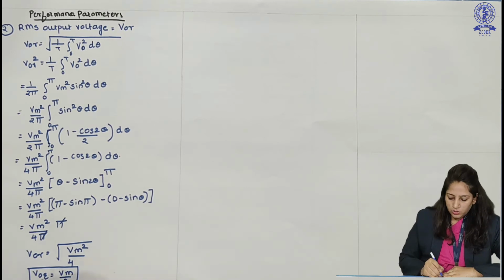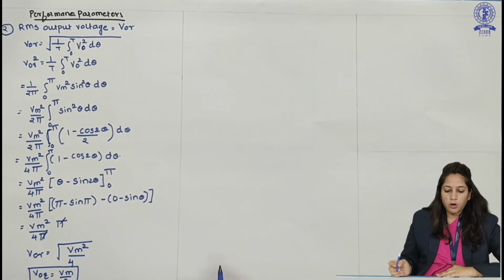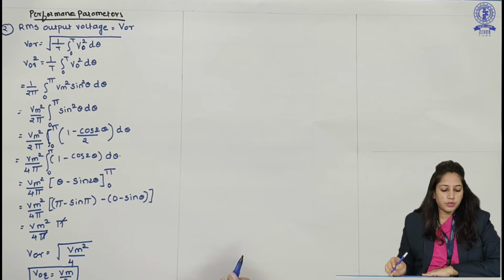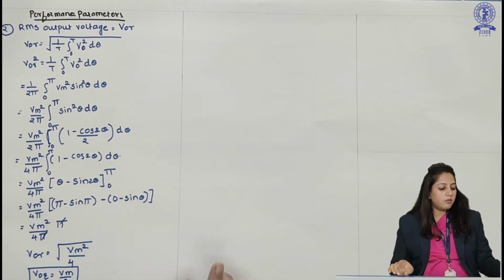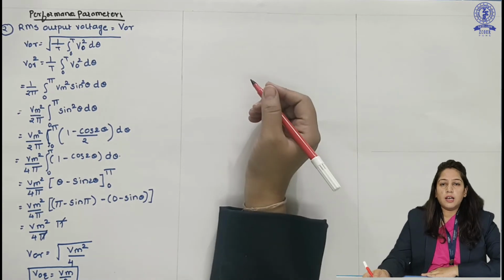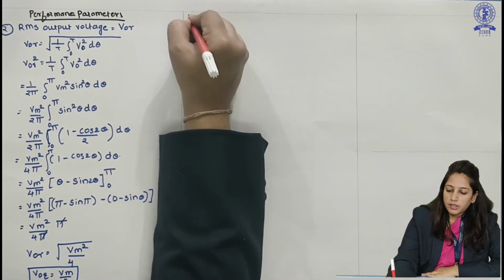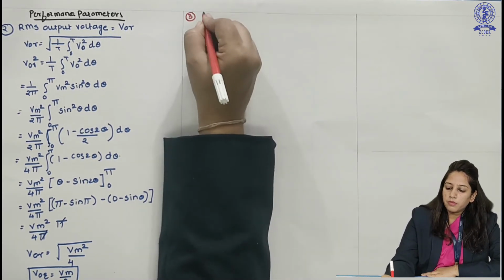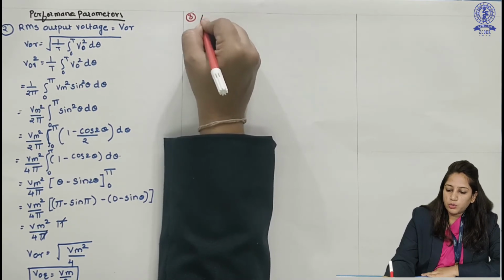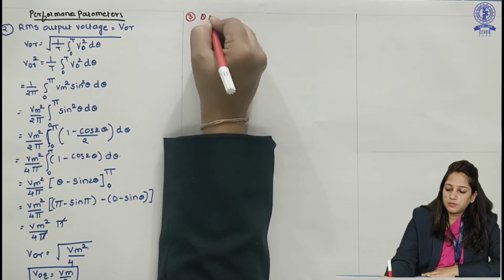Okay, so the RMS output voltage we have got, the average output voltage we have got. Now we will see what the output current and RMS output current are. So the third quantity here will be the average output current.